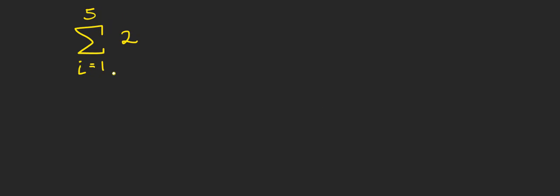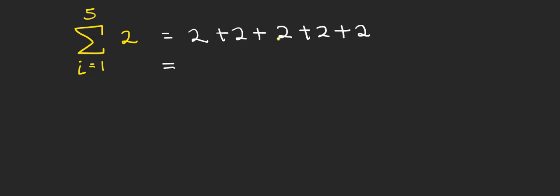What about this one? The lower limit is 1 and the upper limit is 5, and we have 2. Notice we don't have any variable to substitute. So what will be the first term? When i is 1, it's just going to be 2. What about when i is 2? It also is 2. When i is 3, it's just going to be 2 as well. So you're adding 2 plus 2 plus 2 plus 2 plus 2, which is the same thing as 2 times 5, and that's 10.